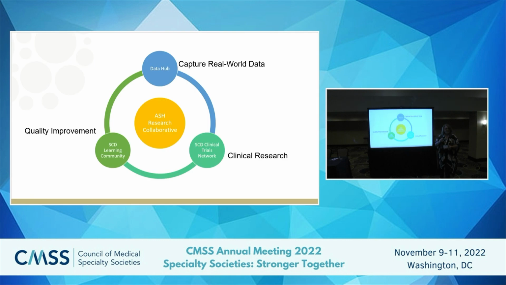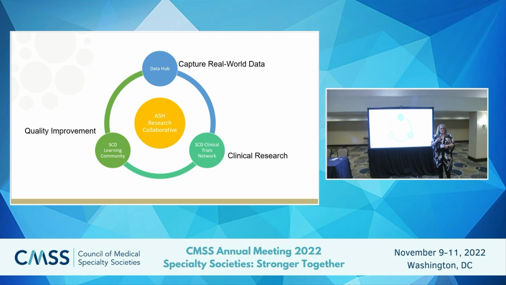There are 3 main components to the ASH Research Collaborative. One is the Data Hub program, same thing as a registry, we just have a different name. We also have for sickle cell disease a clinical trials network and a learning community. The Clinical Trials Network is a consortium of centers that are research ready. We fund them to have mechanisms in place to be able to conduct clinical trials. It is a total of about 20 consortia, each with a clinical trial unit, a hub with multiple spokes. So the spoke sites would be able to support research as well.